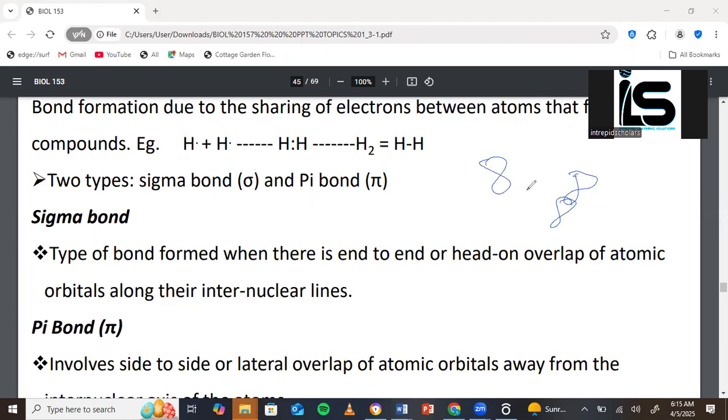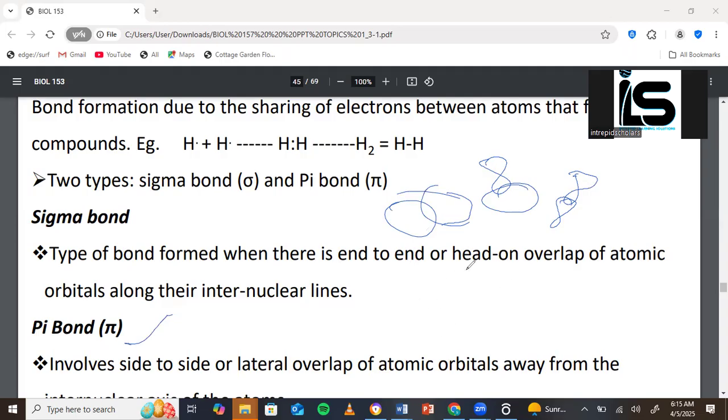It can be between a p orbital and an s orbital. This is very common. Or it can be between two s orbitals, right? Head-on overlap. So that will form a sigma bond, a very strong bond, stronger than the next one, which is the pi bond.